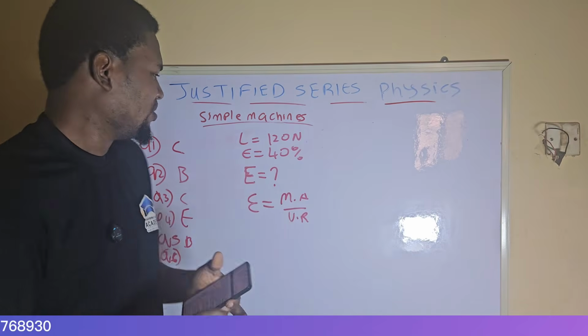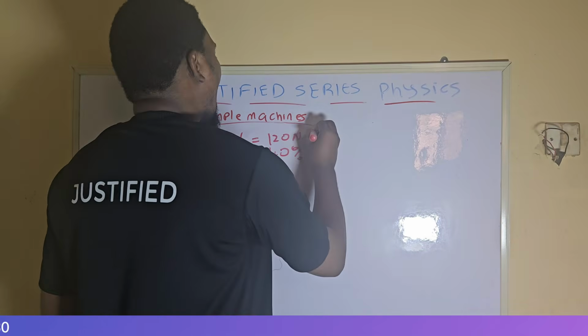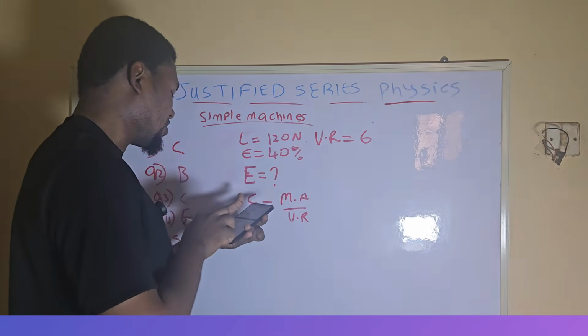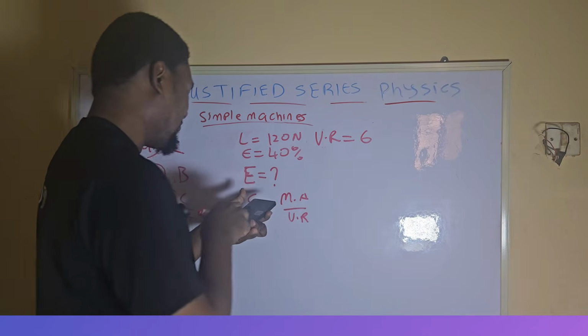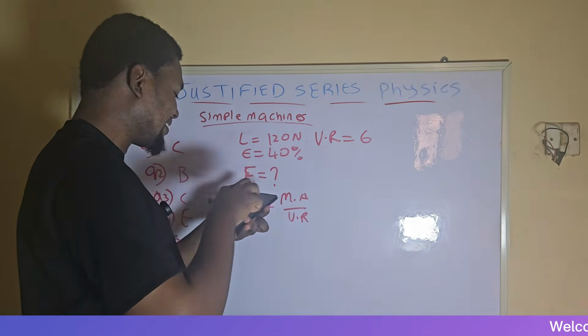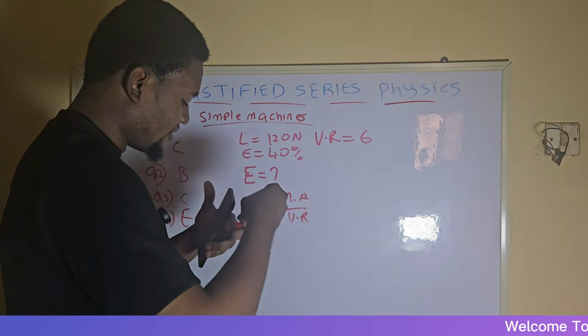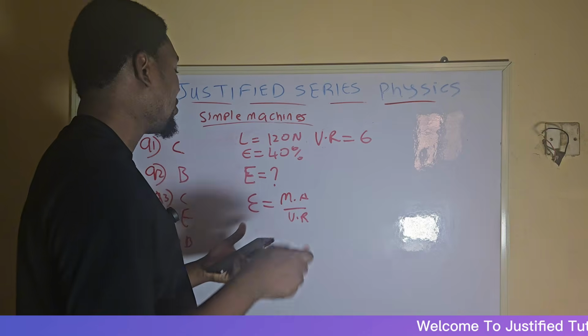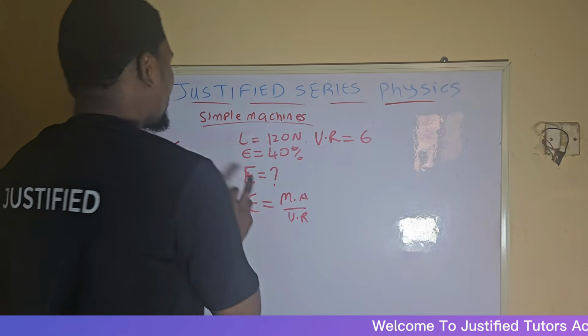If you see on one line, if you are doubting me, our VR becomes 6, right? So now that we have our VR as 6, we can proceed to solving the question.